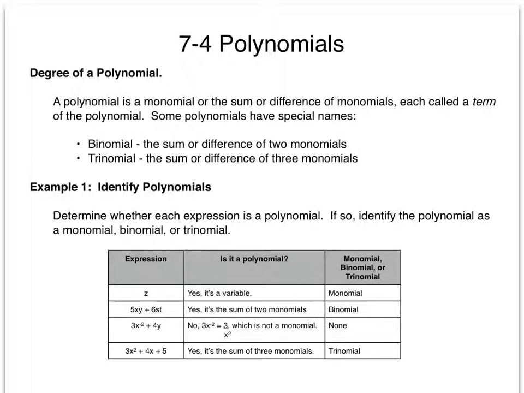In the second example, 5xy plus 6st, it is also a polynomial because it's the sum of two monomials, which makes it a binomial. The next expression, 3x to the negative second power plus 4y, is not a polynomial. It is not a monomial because 3x to the negative second is the same as 3 over x squared, which is not a monomial. The last example is 3x squared plus 4x plus 5. This is a polynomial because it's the sum of three monomials, which makes it a trinomial.